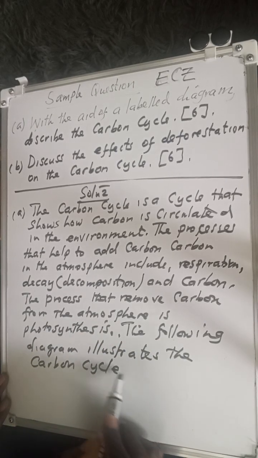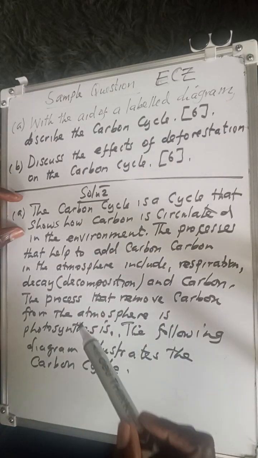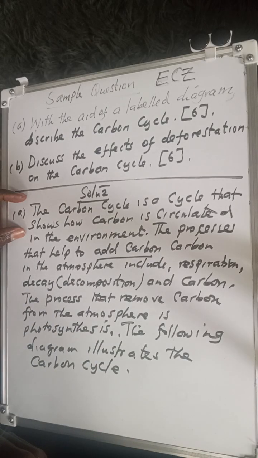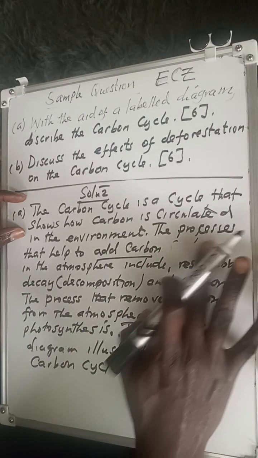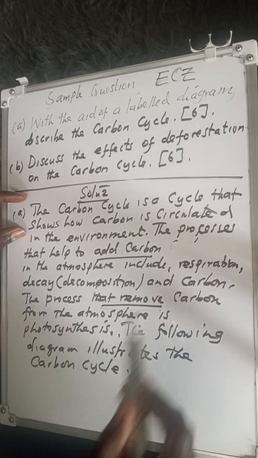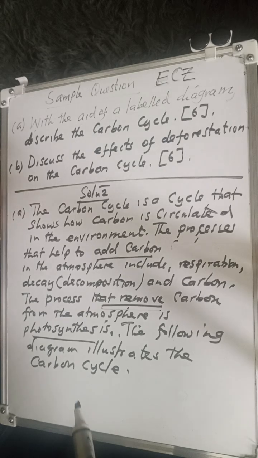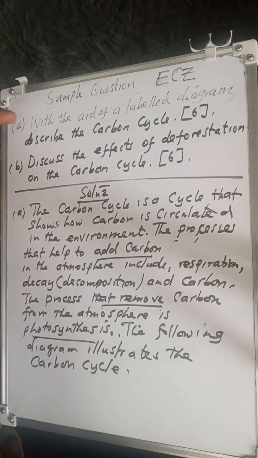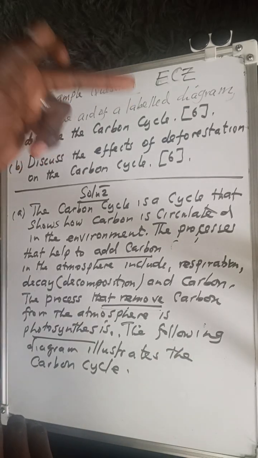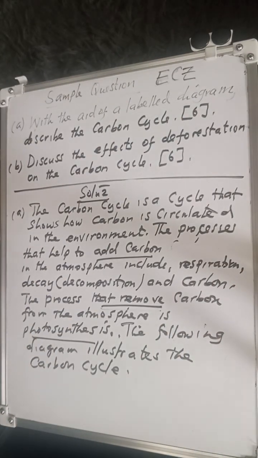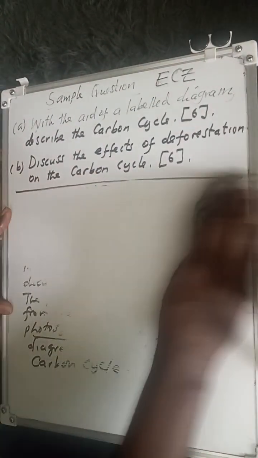carbon cycle. So what have I talked about so far? I've only defined what the carbon cycle is. I've talked about processes that help to add carbon in the atmosphere. And I've also talked about processes that help to remove carbon dioxide in the atmosphere, which is mainly photosynthesis. So using the few words that I've put up now, I can now put up a well-labelled diagram, because the question was saying with the aid of a labelled diagram, describe the carbon cycle. And remember, that was carrying 6 marks in the exam. So we can quickly try to do that.